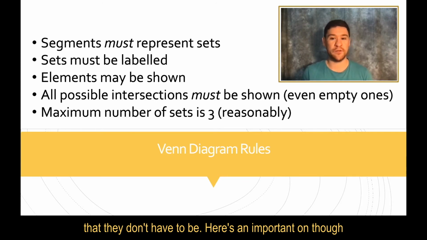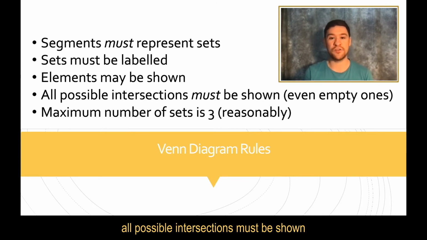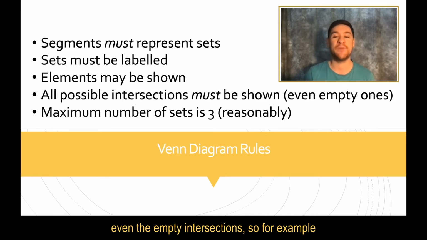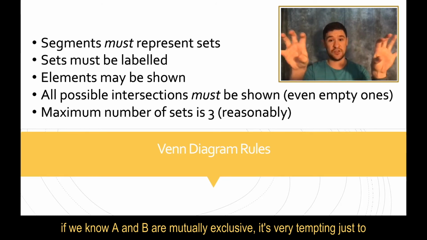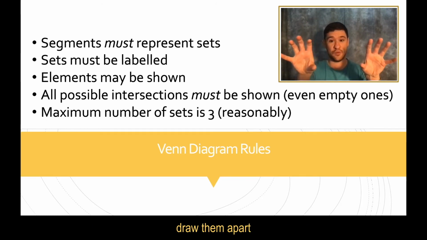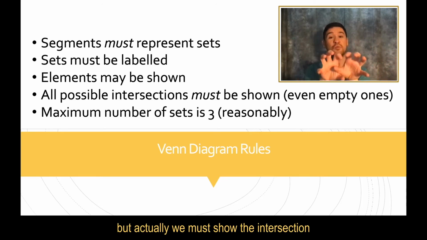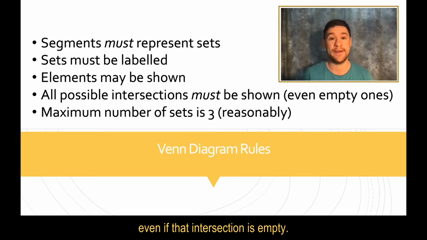Here's an important one though. All possible intersections must be shown, even the empty intersections. So for example, if we know A and B are mutually exclusive, it's very tempting just to draw them apart. But actually we must show the intersection even if that intersection is empty.